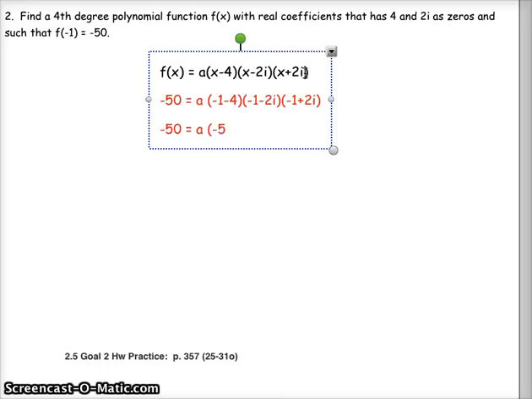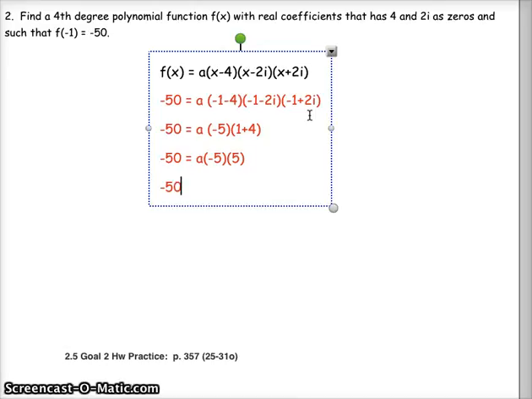-1 minus 4 is -5. Remember, when we're multiplying conjugates, we only have to multiply the first and the last. -1 times -1 is +1. -2i times +2i is -4i squared, which is +4. Okay, so that means that we have -50 is equal to a times -5 times +5. So -50 is equal to a times -25. So a is equal to 2.